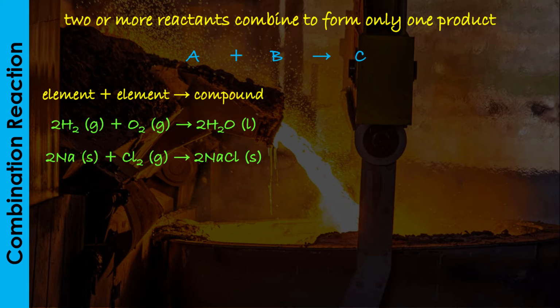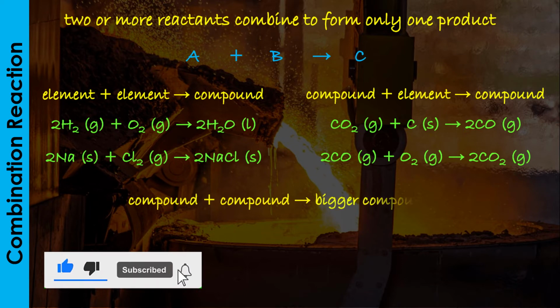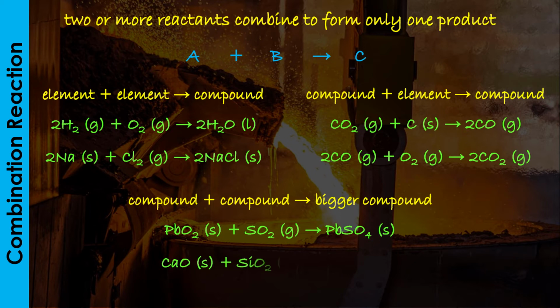It can also occur between a compound and an element, as seen in the reaction between carbon 4 oxide and carbon to form carbon 2 oxide, and carbon 2 oxide and oxygen to produce carbon 4 oxide. Or it can take place between two compounds, like in the reaction between lead 4 oxide and sulfur 4 oxide to form lead 2 tetraoxosulfate 6, and calcium oxide and silicon 4 oxide to form calcium trioxosilicate 4.